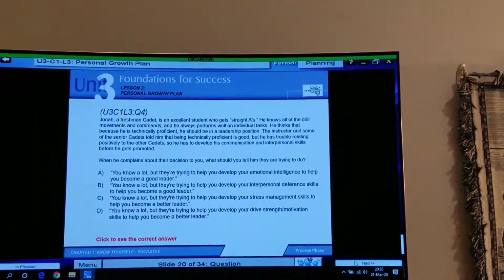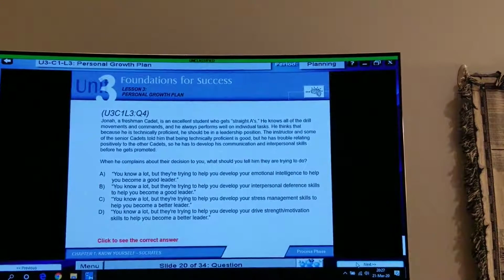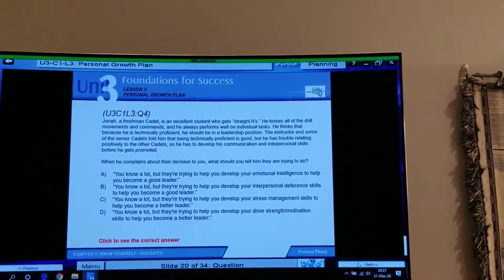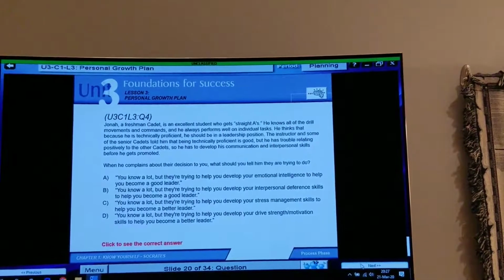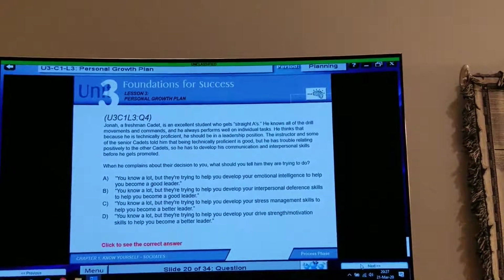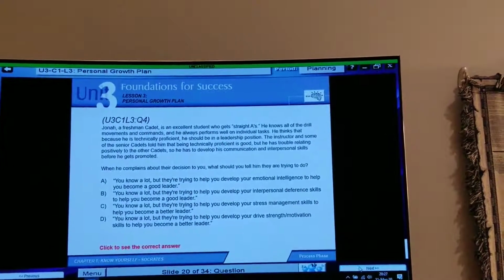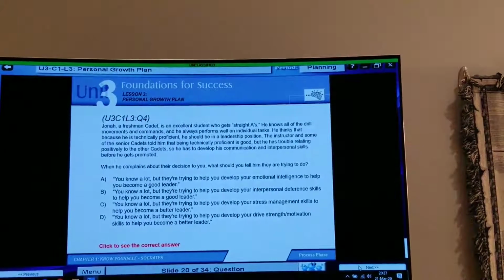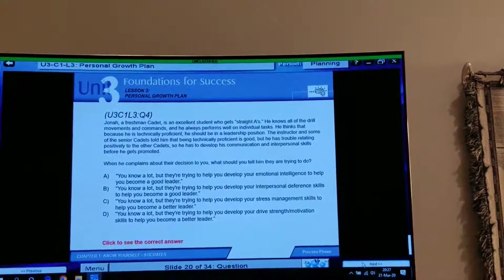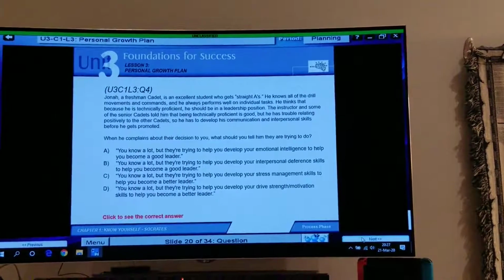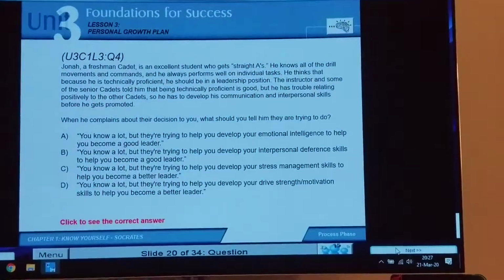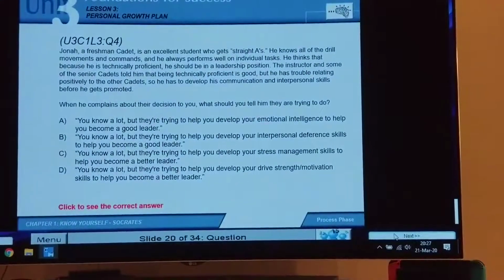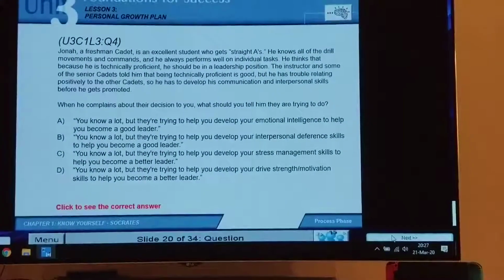Jonah, a freshman cadet, is an excellent student who gets straight A's. He knows all of the drill movements and commands, and he always performs well on individual tasks. He thinks that because he is technically proficient, he should be in a leadership position. The instructor and some senior cadets told him that being technically proficient is good, but he has trouble relating positively to other cadets, so he has to develop his communication and interpersonal skills before he gets promoted. When he complains about their decision to you, what should you tell him they are trying to do?